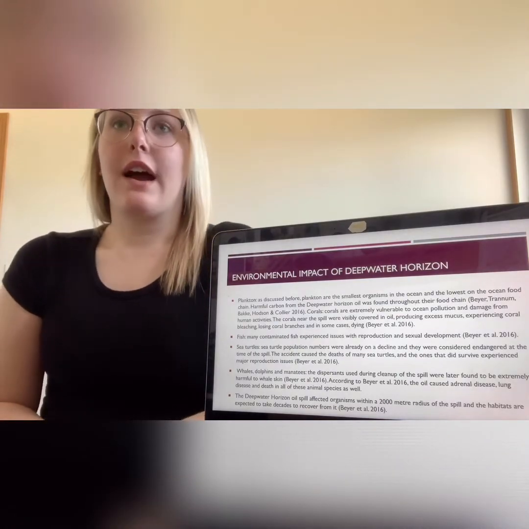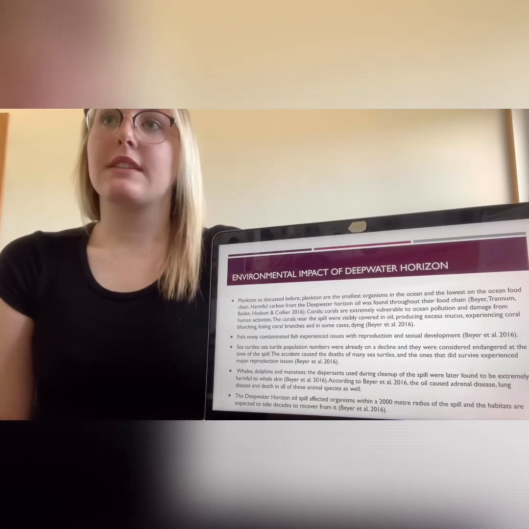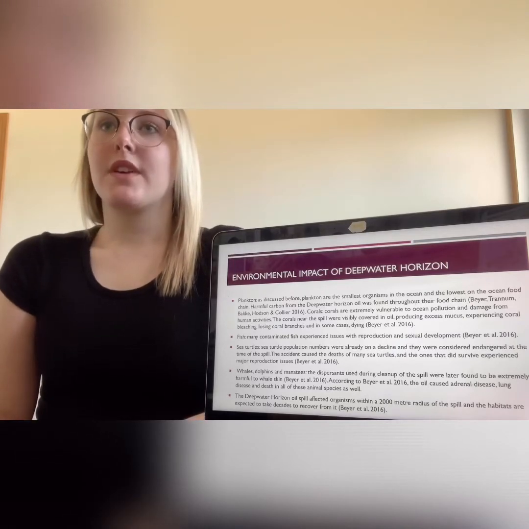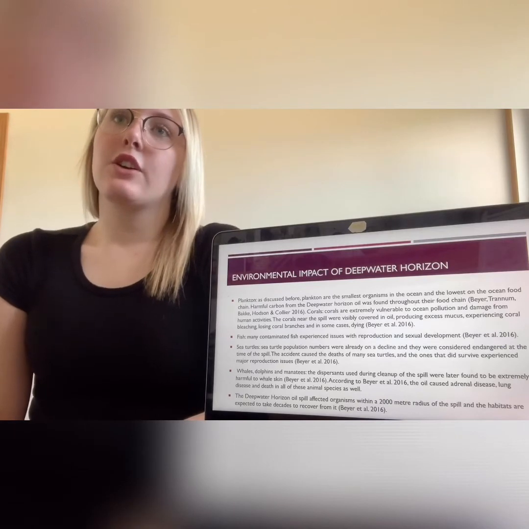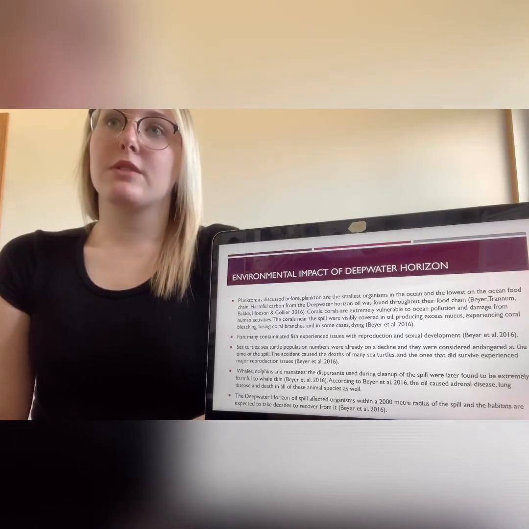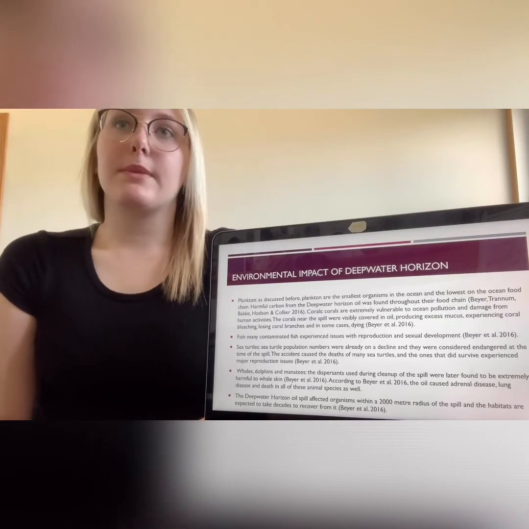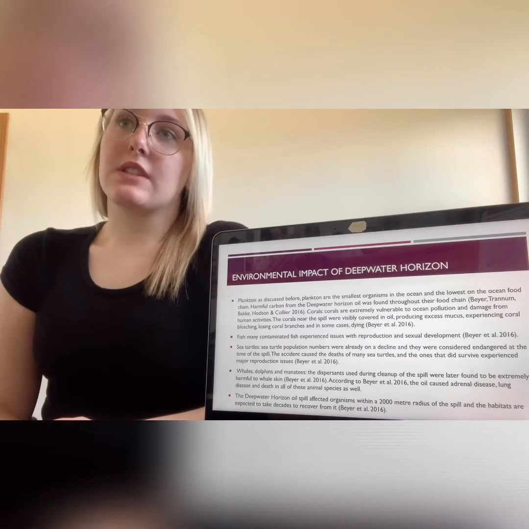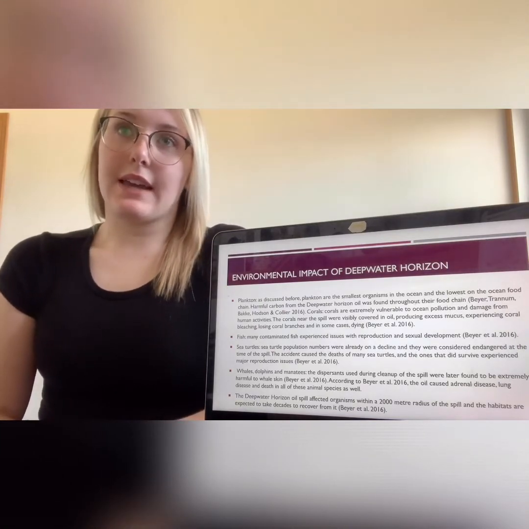So to start off, we have plankton. As discussed before, plankton are the smallest organisms in the ocean and the lowest on the ocean food chain. Harmful carbon from the Deepwater Horizon oil was found all throughout their food chain. Corals are extremely vulnerable to ocean pollution and damage from human activities. The corals near the spill were visibly covered in oil, producing excess mucus, experiencing coral bleaching, losing coral branches, and in some cases even dying.